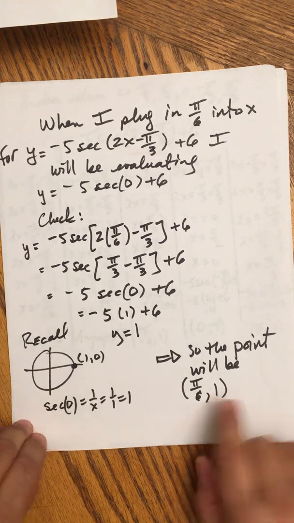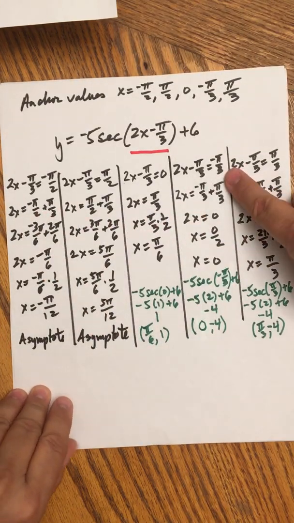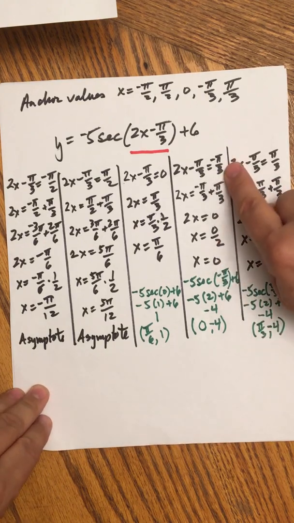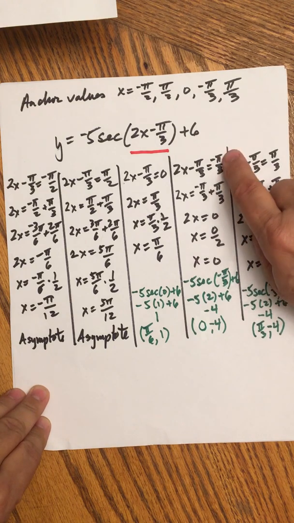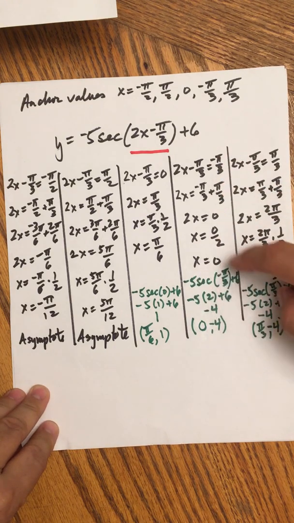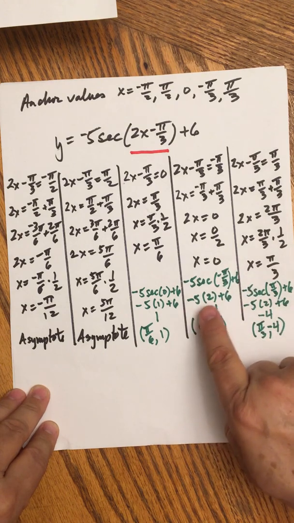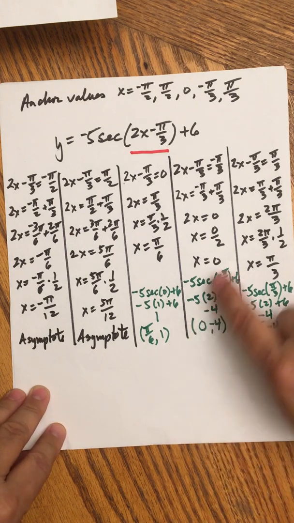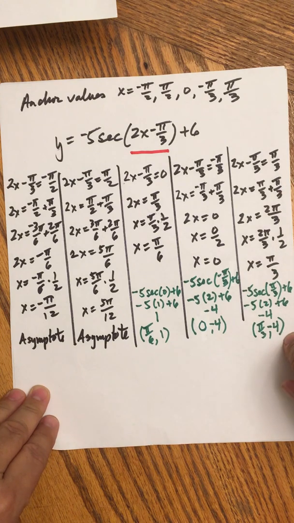Okay. Now, I did that with all my values here. So I found out that when I solved for what x would make this behave like negative pi over 3, I got x equals 0. So I know that its secant of negative pi over 3 is really 2. So negative 5 times 2 is negative 10, plus 6 is negative 4. So I plot the point 0 and then negative 4, and so on and so forth, right?